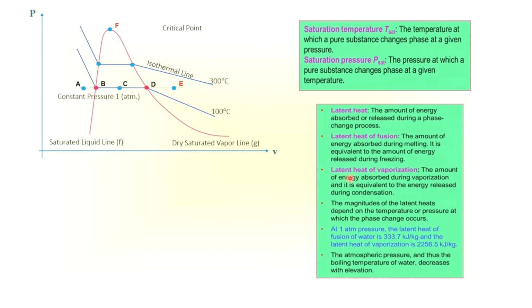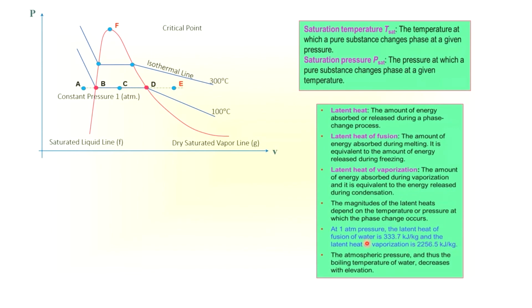So the latent heat of vaporization is the amount of energy absorbed during vaporization, and it is also equivalent to the energy released during condensation. The magnitudes of the latent heats depend on the temperature or pressure at which the phase change occurs. At 1 atmospheric pressure, the latent heat of fusion of water is 333.7 kilojoules per kg, and the latent heat of vaporization is 2256.5 kilojoules per kg.